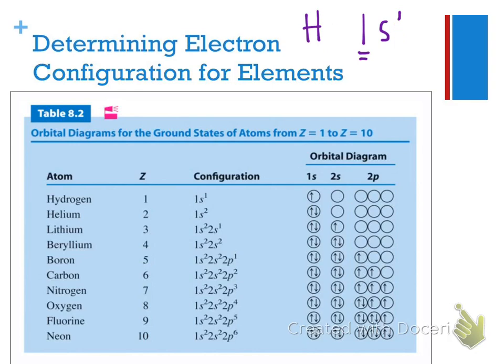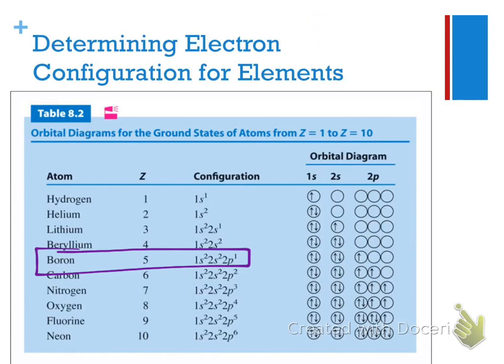Let's skip down to a little bit bigger one. If I look at boron, its electron configuration is 1s2, 2s2, 2p1. That's the electron configuration given for boron. So let's follow along on the periodic table. To get to boron, it's in what block? It's in the 2p block, and it's the first element in that block.